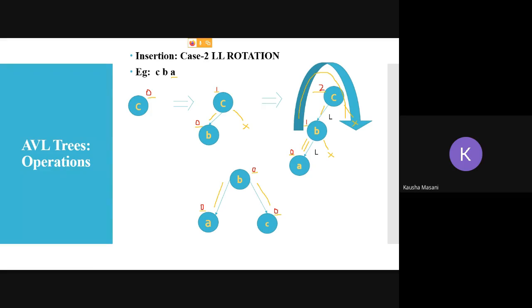See, these two are the easiest out of 4. RR rotation, rotate on the left side. LL rotation, rotate on the right side. The easiest two of the 4. Fine. Now we are going to case number 3.